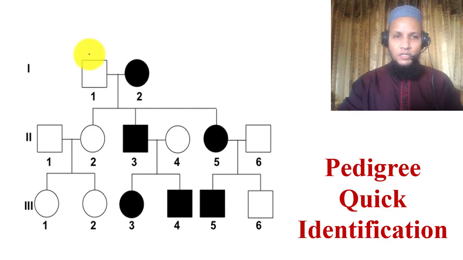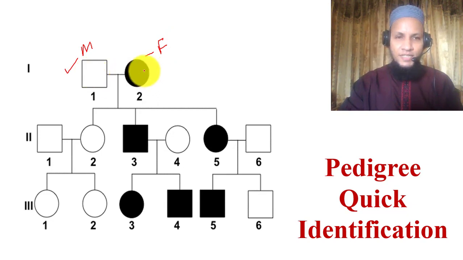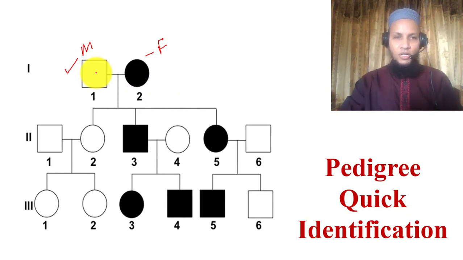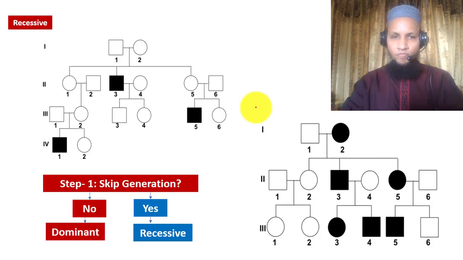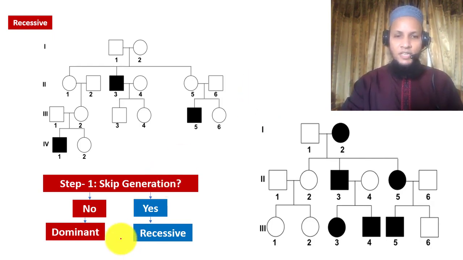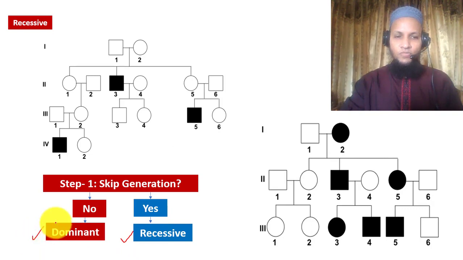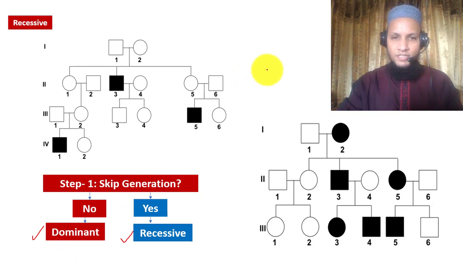In a pedigree, we know that the square indicates male and the circle indicates female. If any square or circle is colored, it indicates diseased, and if it is not colored, they may be unaffected or carrier. So for identification of the pedigree, we will ask some questions. At first, we will determine whether it is recessive or dominant. Then we will determine whether it is autosomal or X-linked or sex-linked.